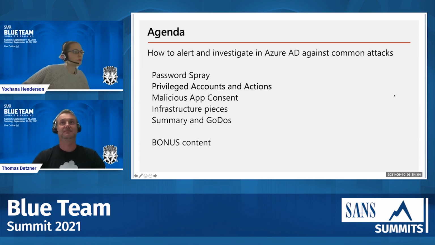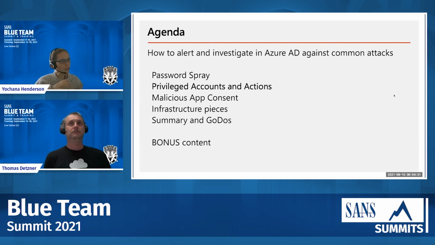So the approach that we've taken today is to take you through some of the most common attacks that we see against Azure AD environments, give you some tips on what to monitor, and then share some incident playbooks that we've got. The things we're going to go through are password sprays, privileged accounts and actions taken by them, and then Thomas will take you through malicious app consent and some of the infrastructure pieces, so the hybrid components that most organizations have, and then a summary of to-dos and some bonus PowerShell content at the end.